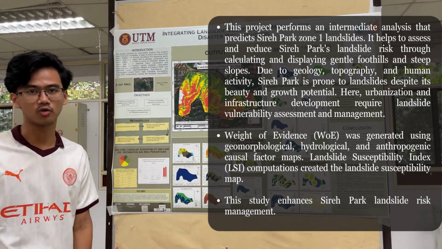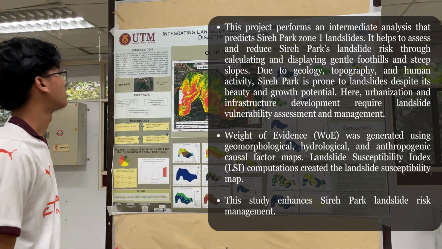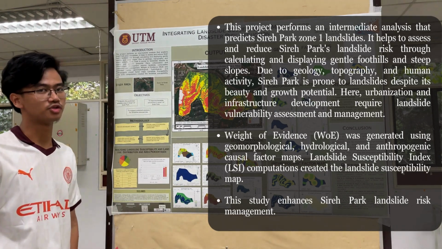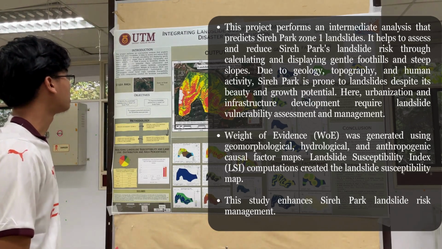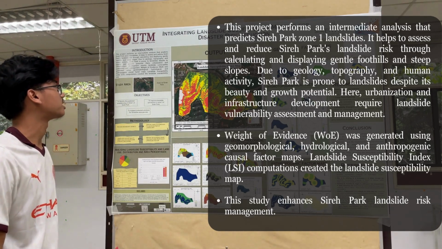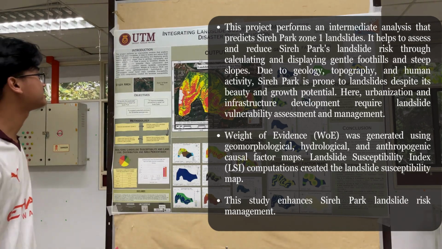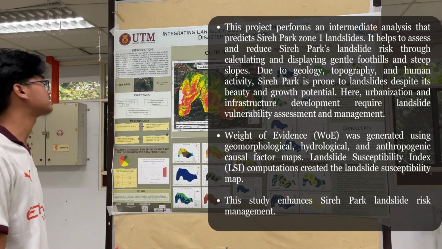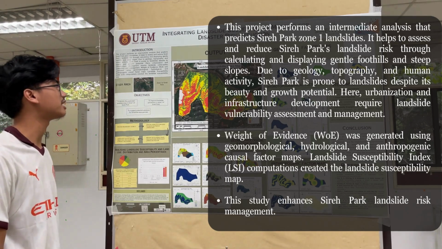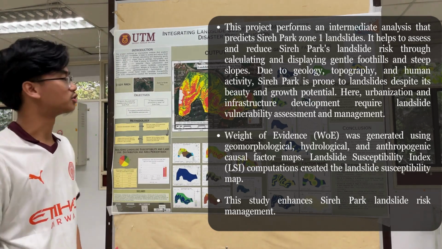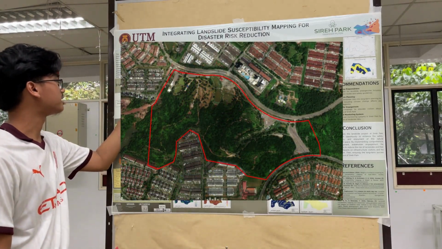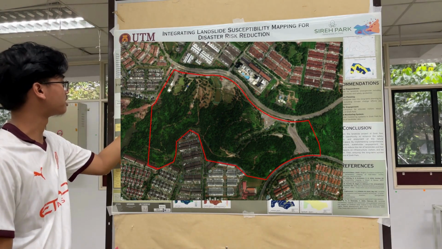Weight of evidence, or WOE, was generated using geomorphological, hydrological and anthropogenic causal factor maps. Landslide Susceptibility Index, or LSI, computation created the landslide susceptibility map. So this is our study area, that is Zone 1 of SIREH Park.